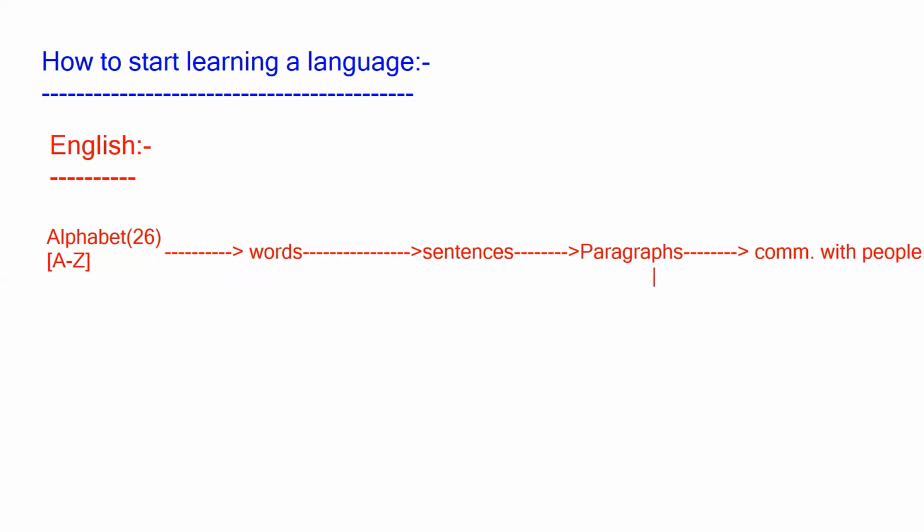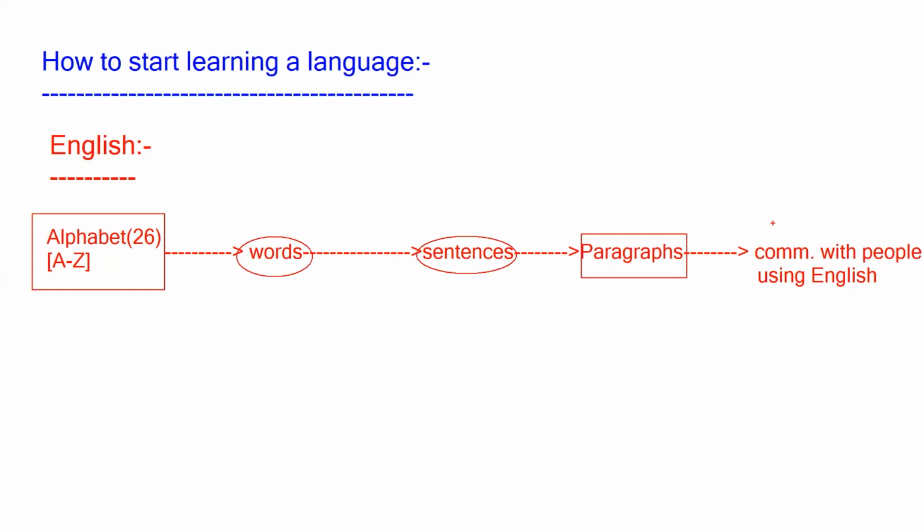That is the reason why I learn English, right? Using the English which I learned. Initially, I started learning alphabets, and then I formed the words. Then I framed sentences. Then I wrote paragraphs in English. Then I was able to communicate with people in English. This is the order in which I learned the English language.